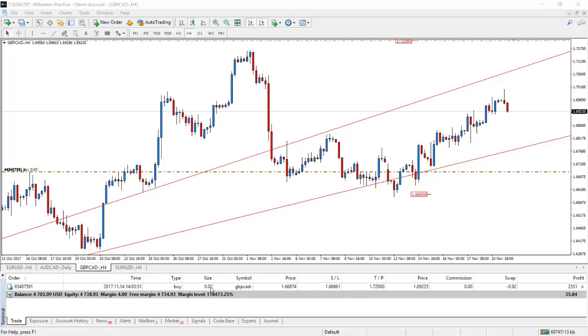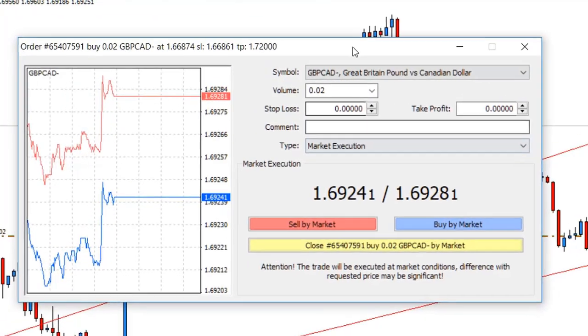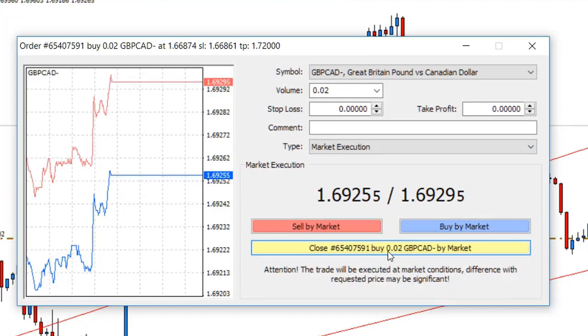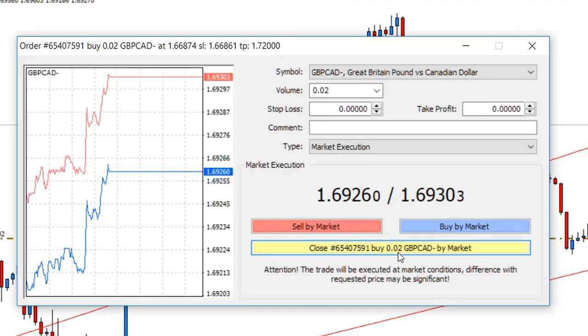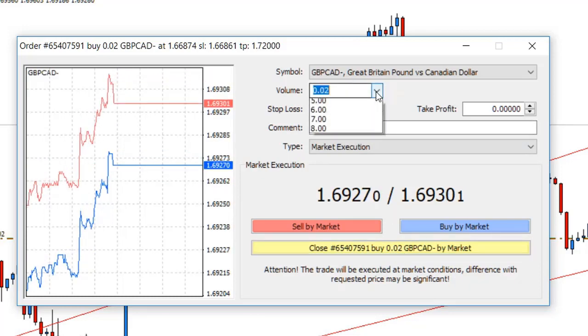The first thing we want to do is cash in half of the profit that we've made. This moves it into our account history, that money becomes ours, that's it, they can't touch it, but we still want to remain in the trade and see if we can get some more out of it. So what we can do is highlight the trade here and double click, and it'll bring up the trade window. If you were to click close immediately, it's telling you that you are going to be closing 0.02, which is the full position that we're currently in, but what you can do is drop the volume.